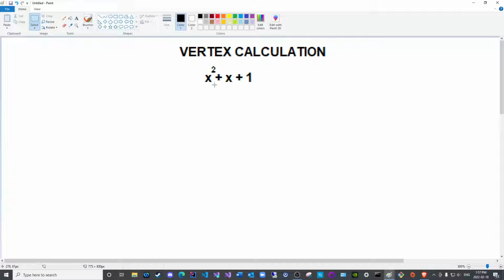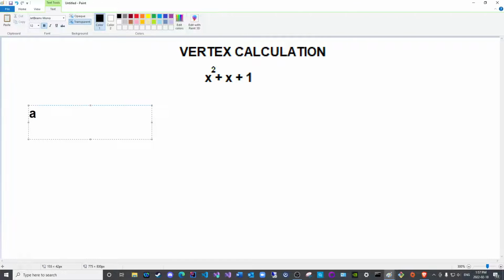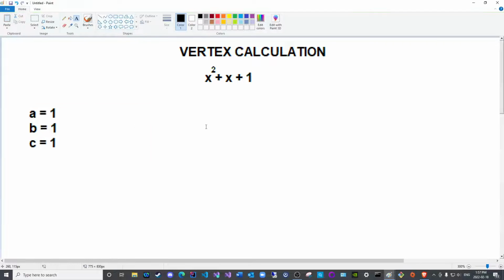Now, we need to identify the following coefficients. We need to identify A, we need to identify B, and we need to identify C. A is always the coefficient with the x squared, which is 1. B is always the coefficient of x to the power of 1. And C is the constant. That is not a coefficient, so that is 1.